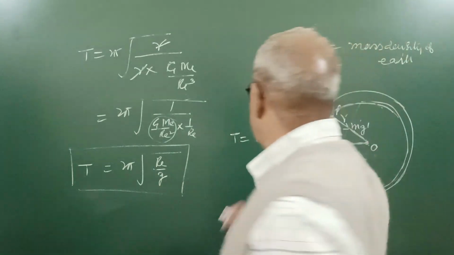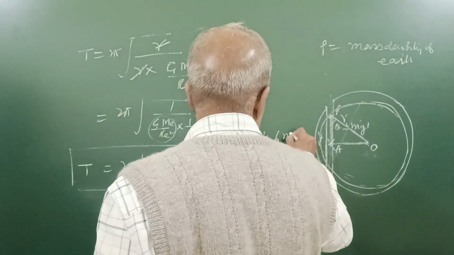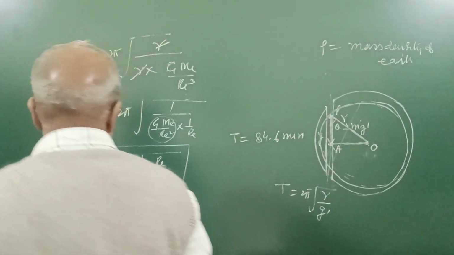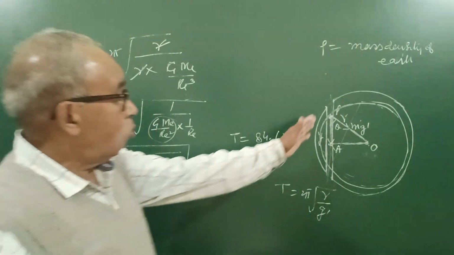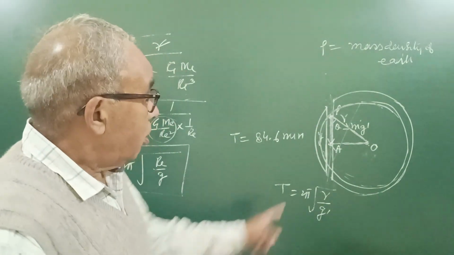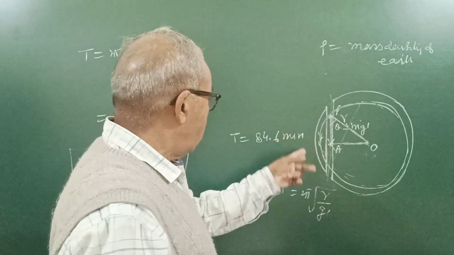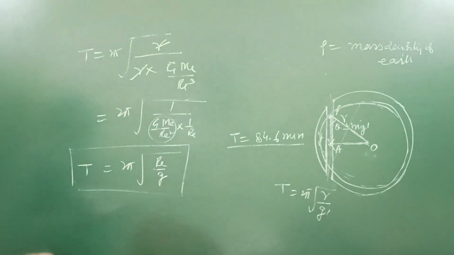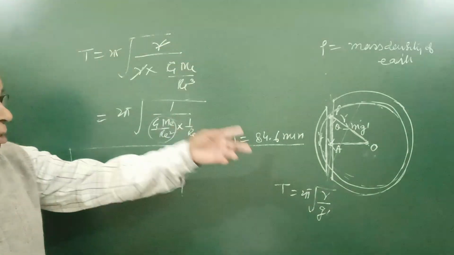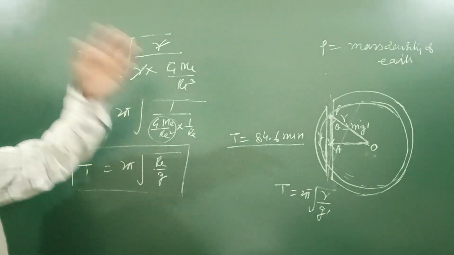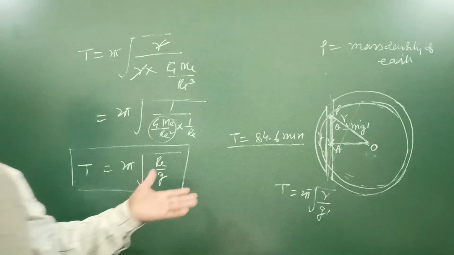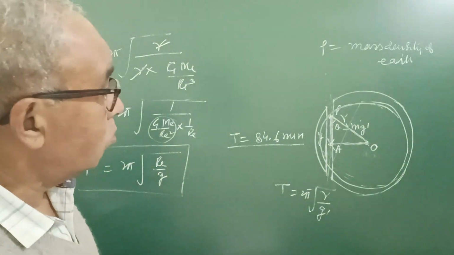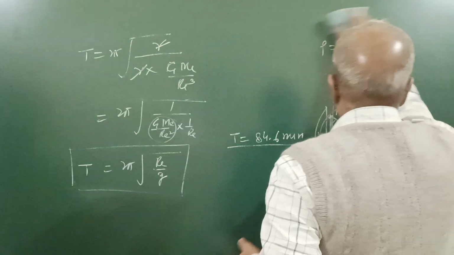84.6 minutes, that is 0.6 minute, correct it. So this was the motion: it will oscillate to and fro with a fixed time period, which is equal to the time period of a pendulum of large length, also the time period of a satellite which is revolving around the earth at a small height.